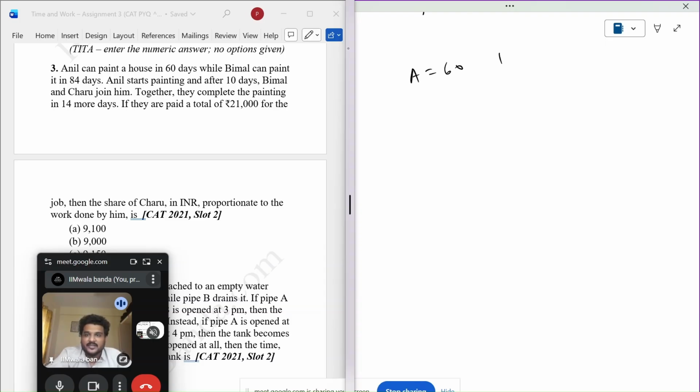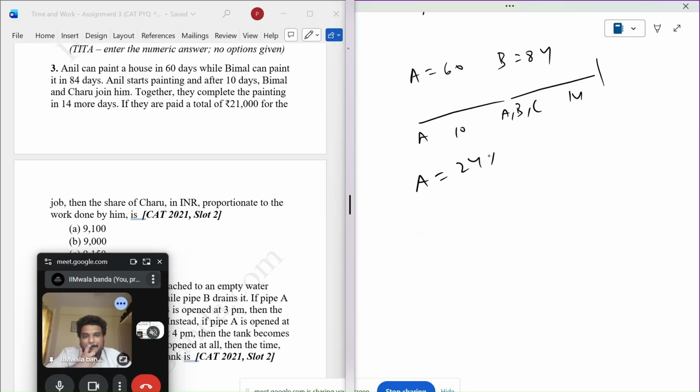Again, A takes 60 days, B takes 84 days. A starts painting, and after 10 days, A, B and C, they all work for 14 more days, and then they complete the work. So A total work in 24 days into 1 by 60. This is work done by A, correct? So it's again 6, 12, 18, 24. So 4 by 10 or 2 by 5, the 2/5 work has been done by A.